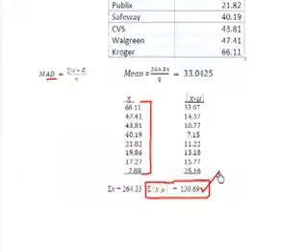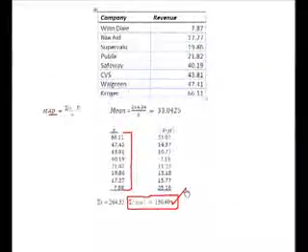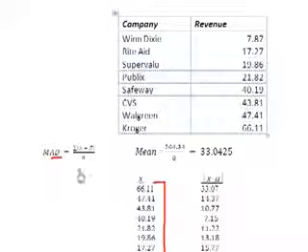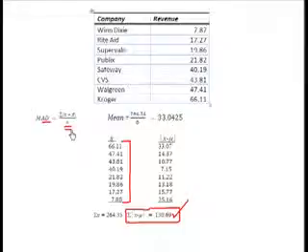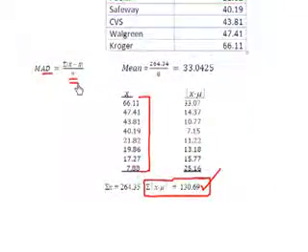But what I really need to know is the mean absolute deviation. In order to do that, I have to take that 130.69 and divide it by, you guessed it, n, the number of observations I have in my data set. So when I take 130.69 and divide it by 8, my math tells me that the mean absolute deviation for these 8 companies is 16.34.